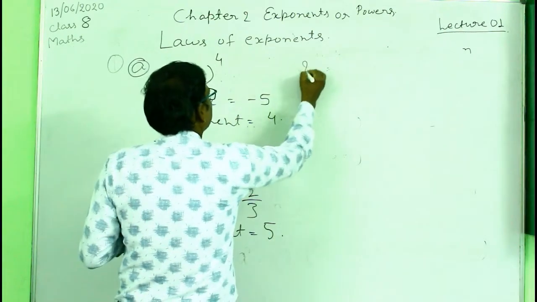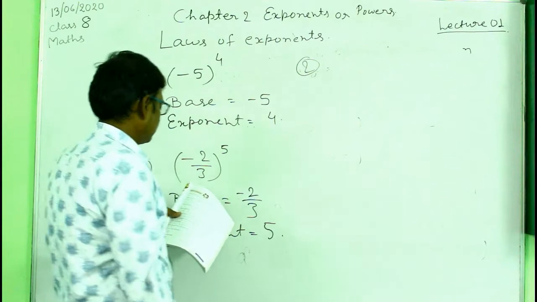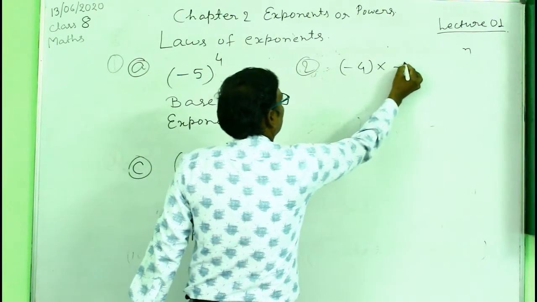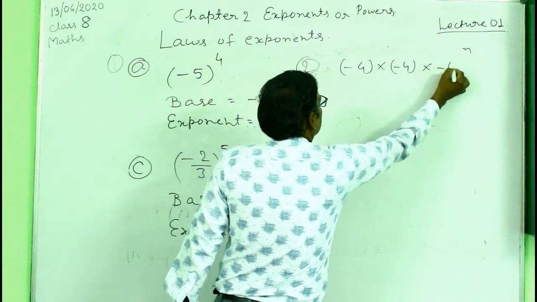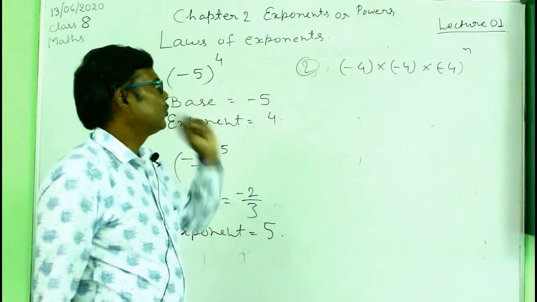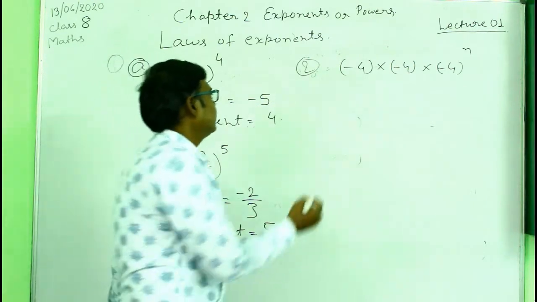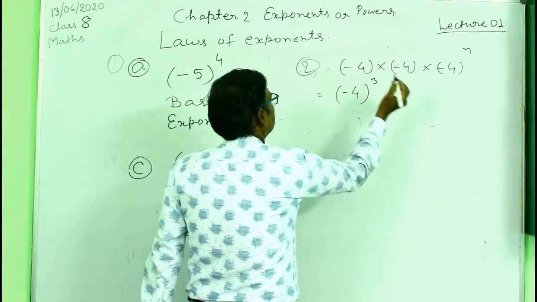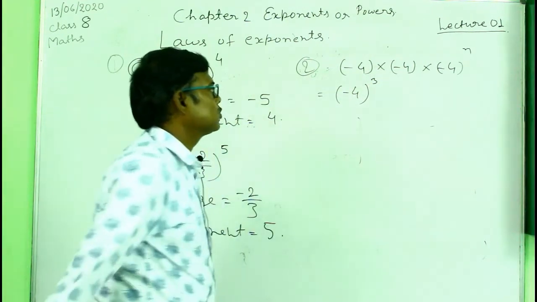Question number 2, here we will write in the exponential form. You have here -4 into -4 into -4. Now -4 is written 3 times. So here -4 will be the base and 3 will be the exponent. So this is the exponential form.